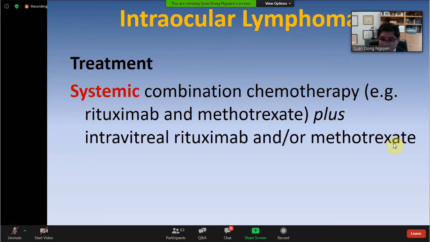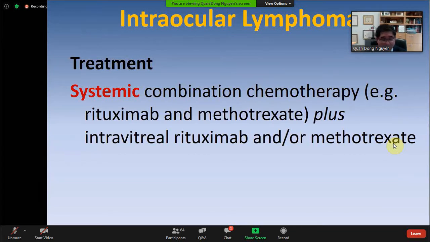So that's what I meant, because in the study that we have done, and now continue at Stanford, there are changes on OCT that may occur before you notice any type of cell in the eye. So that's very important. Even if I don't see vitreous cell recurrence, yet I see changes on OCT, I will still tell the oncologist that we have to go ahead and treat because of this. So in that case, they will go ahead and continue with the chemotherapy. We will continue with the intravitreal rituximab and/or methotrexate.